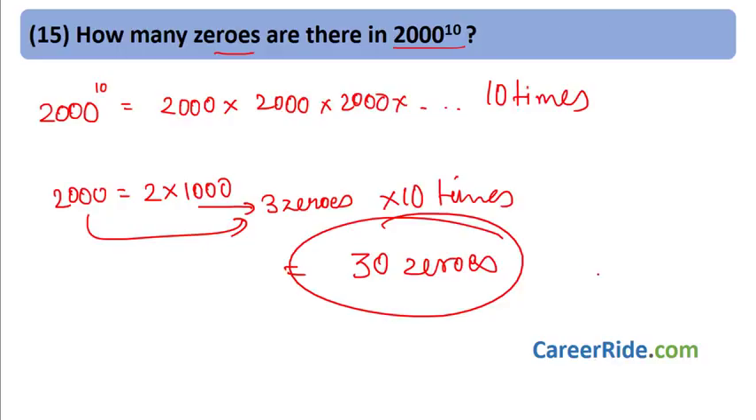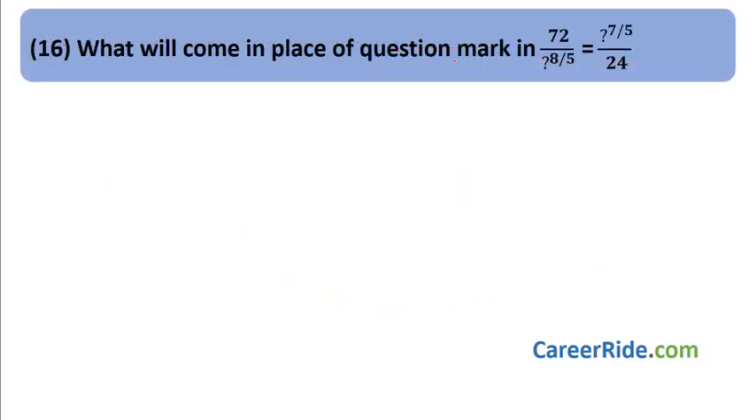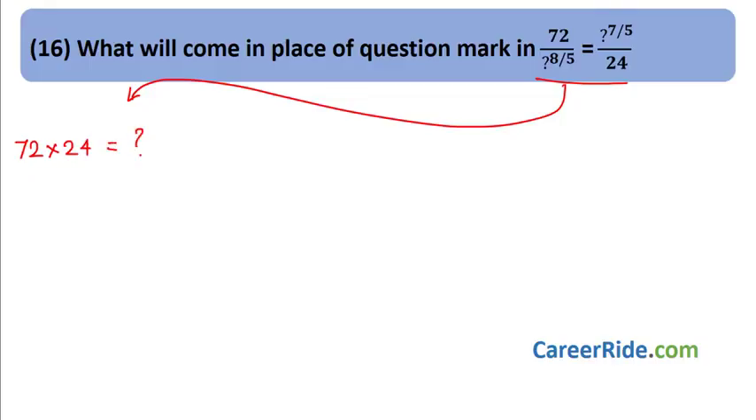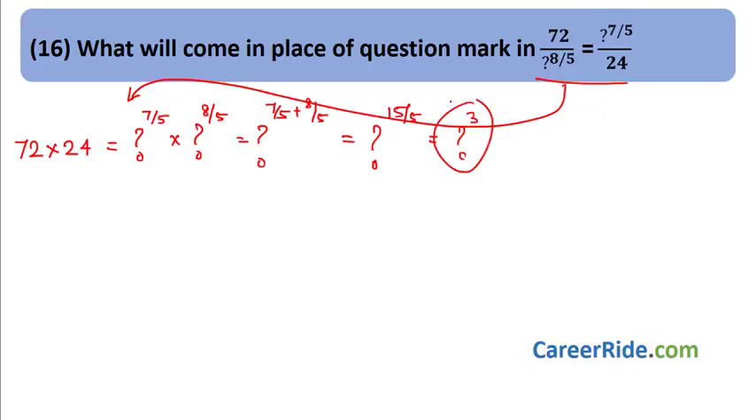Moving to question number 16. What will come in place of question mark in 72 upon question mark raised to 8 by 5 equal to question mark raised to 7 by 5 divided by 24? Again, very easy. This can be written as 72 into 24 would be equal to question mark raised to 7 by 5 multiplied by question mark raised to 8 by 5. That is question mark raised to 7 by 5 plus 8 by 5. We have seen this rule, right? m plus n, question mark raised to 15 upon 5, that is question mark raised to 3, cube.